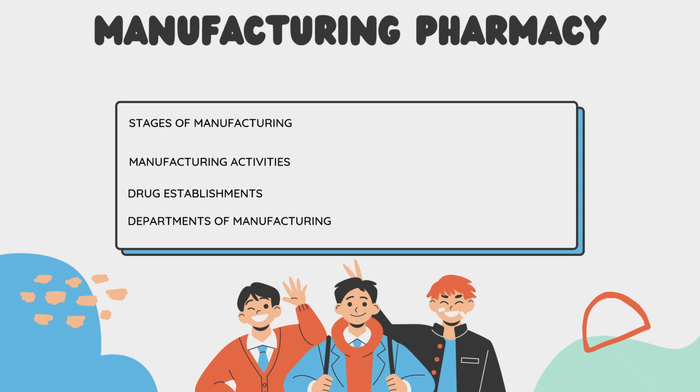Check stages of manufacturing, from handling raw materials to packaging the finished product. Manufacturing activities, including primary, secondary, and tertiary manufacturing. Types of drug establishments, like manufacturers, importers, traders, and wholesalers. And of course, the different departments in a manufacturing plant, each one playing a role in making sure the product is safe, effective, and compliant.